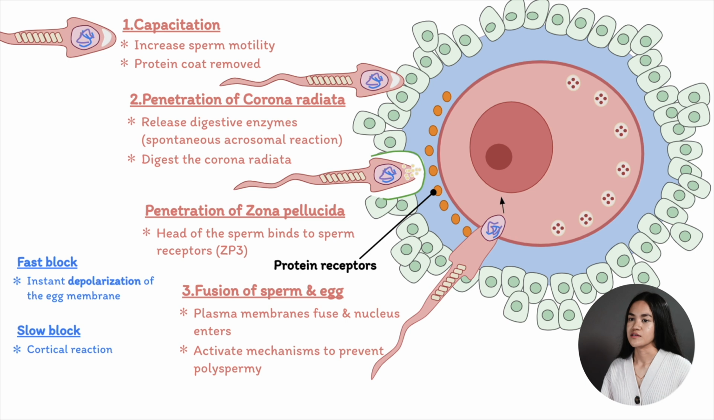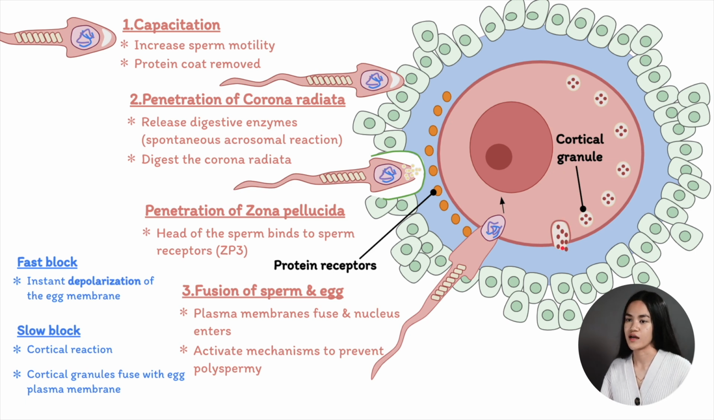So what happens is there are these cortical granules that sit below the plasma membrane of the egg, and immediately it's going to fuse with the membrane, and it's going to release zonal inhibiting proteins and mucopolysaccharides into the space between the oocyte plasma membrane and the zona pellucida. So these inhibiting proteins cause the release of any other sperm that are attached to the egg and destroy the egg's sperm receptors. And so that way, no other sperm can bind.